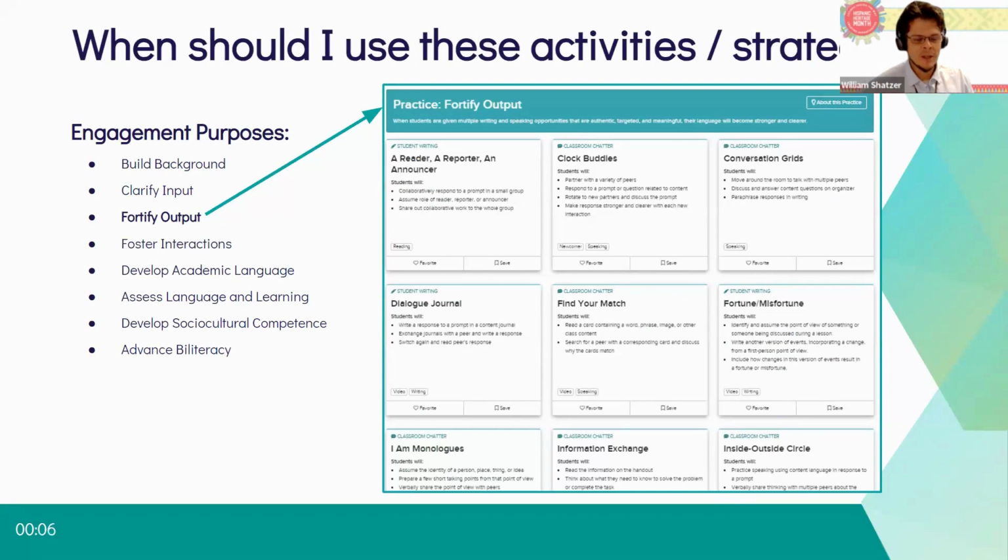Do I want that to be in the form of a discussion? Or do I want that to be in the form of writing? Depending on how you want them to respond will determine which one of these strategies you are going to choose. So if I want something written, I may have a dialogue journal. If I want them to converse with a peer, I might lean more on my Clock Buddies.